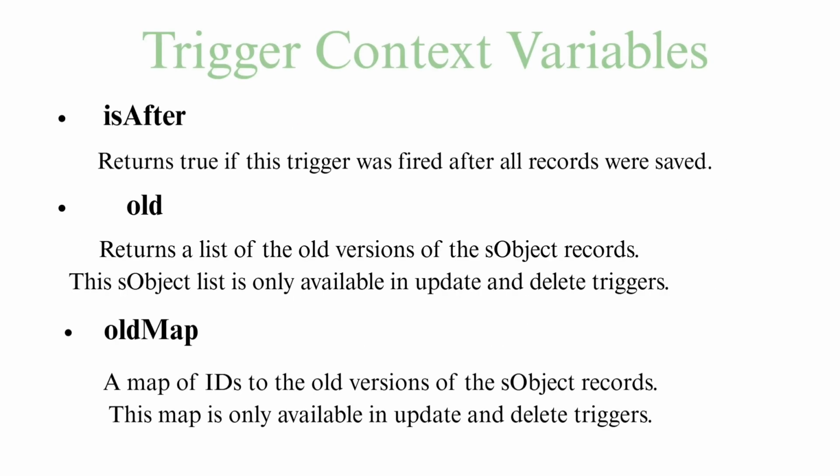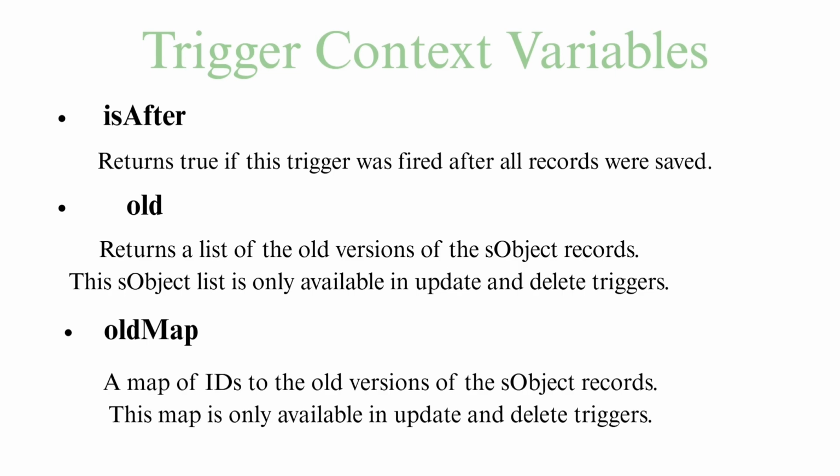First of all, Trigger.isAfter. It returns true when the trigger executes after the record gets saved. It means Trigger.isAfter always says the trigger is running after the record is saved. And now Trigger.old. Trigger.old returns a list of the old versions of the SObject records, and it is only available for update and delete triggers.